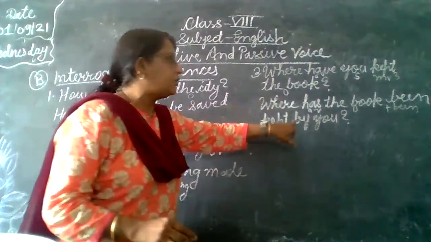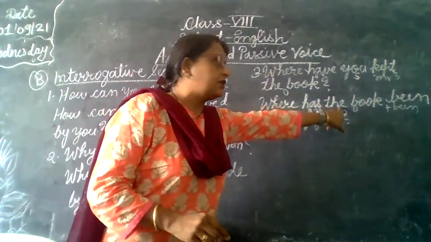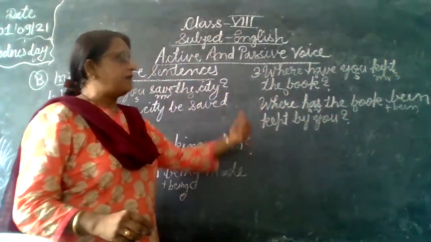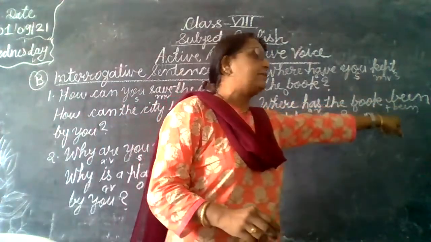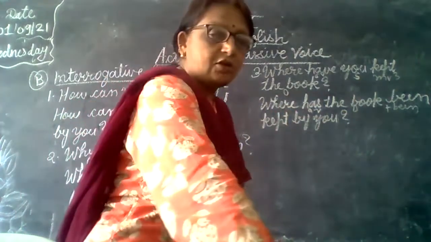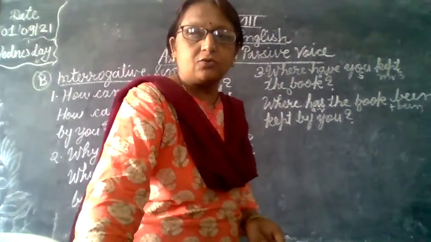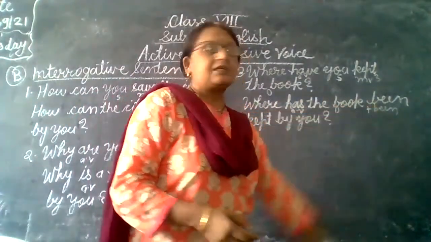So if the object is singular, that's why here we have used has. Okay? Because object is singular. We have used has, and with has, been; have, been. After the object, we will add been only in the interrogative sentence, not in the assertive form of the sentence. We will not add it. Okay? Only in the interrogative sentence, we will add been after the object.